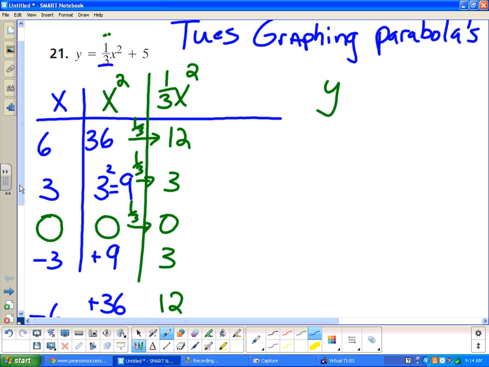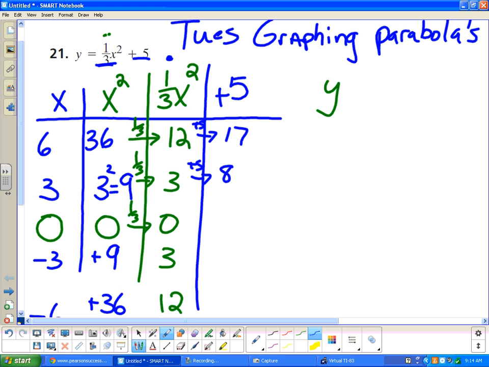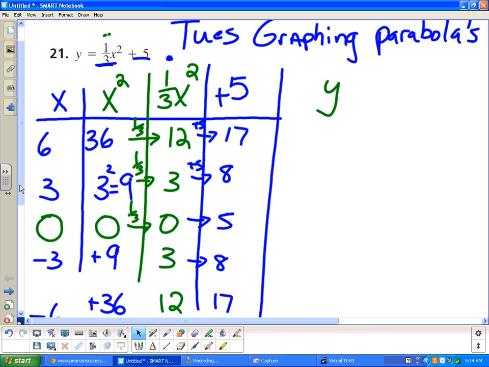Our next step would be to add 5 to the function. So if you see here, we have 1/3 X squared, and then we're going to add 5 to it. So let's add 5 to all of this. So that's 12 plus 5, that's 17. Add 5 to 3, that's 8. Add 5 to 0, that's 5. Add 5 here, and again, we get 8 and 17. Once we're done with the whole function, once you've squared X, taken 1/3 of it and added 5 to it, that's going to be our Y value.